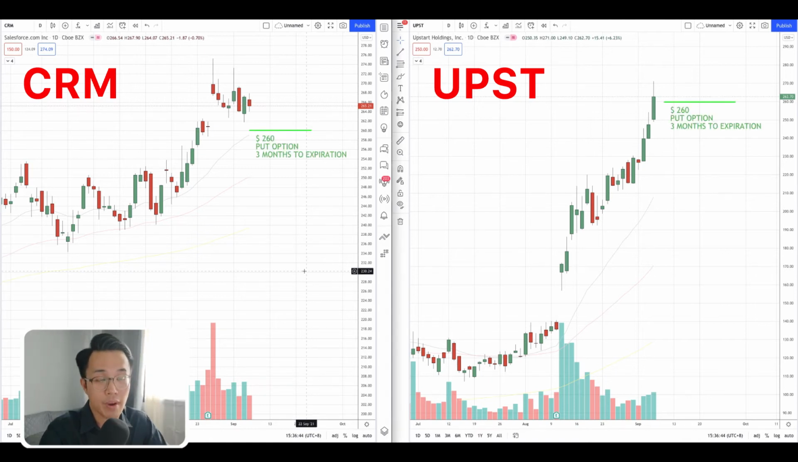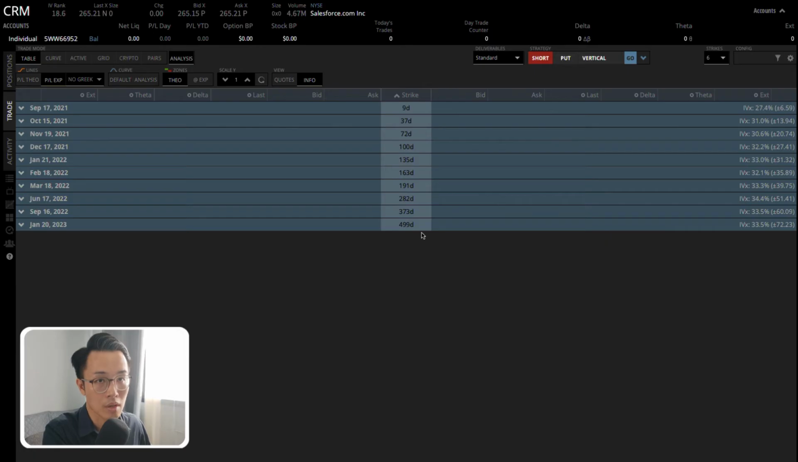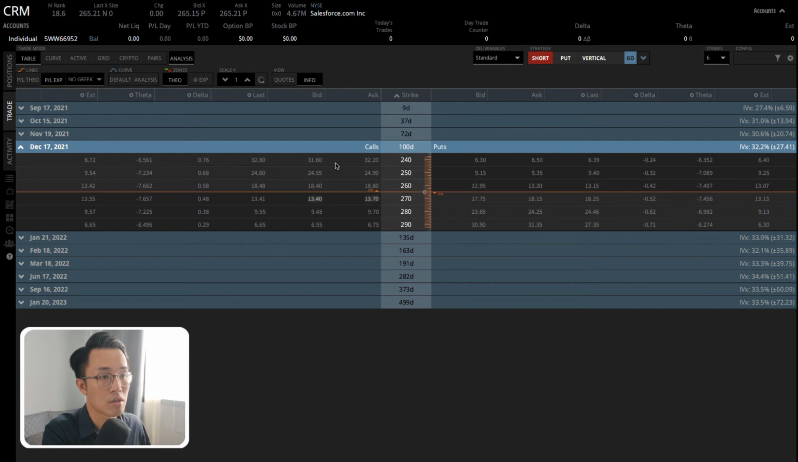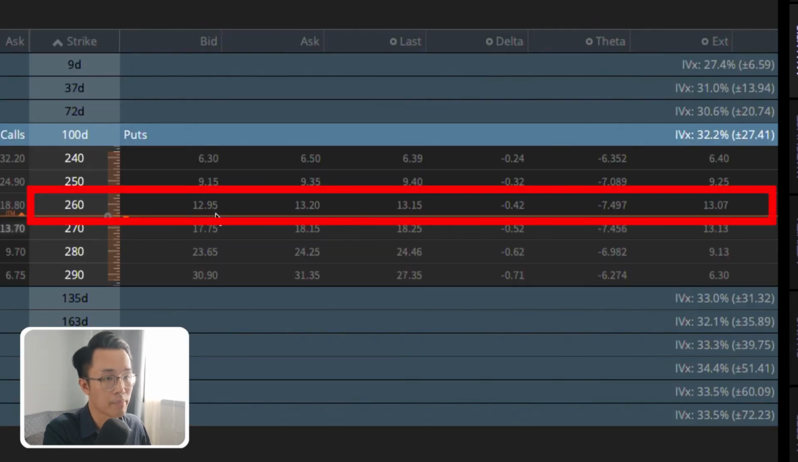For the purpose of this comparison, let's just say we're going to use the put option with a strike price of $260, 3 months to expiration. And so let's take a look at the option price. Alright, so this is the options chain for CRM. We are going to choose 100 days to expiration, 260 put option.